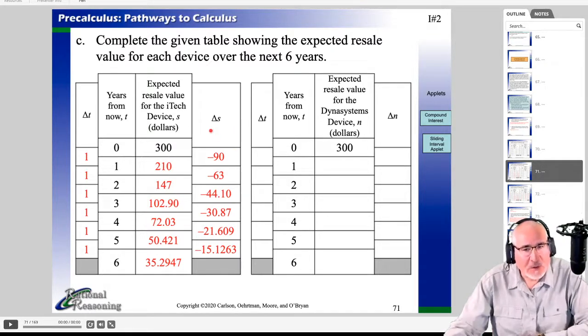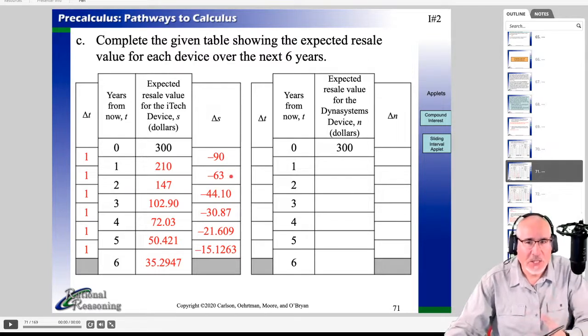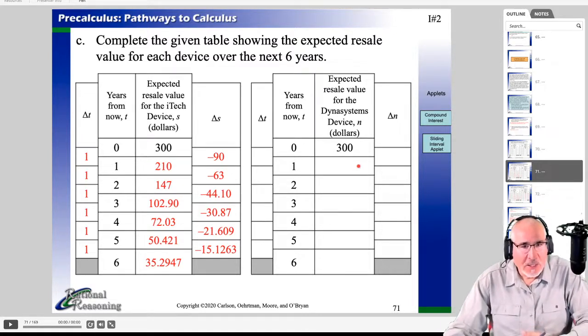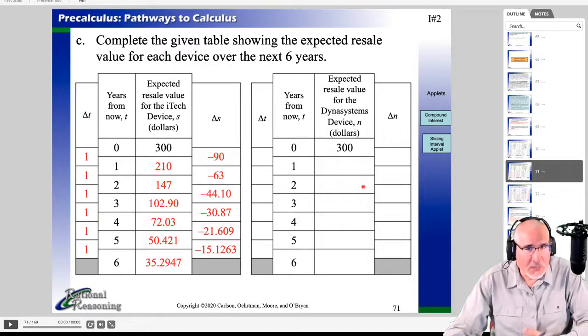But notice the amount of change actually goes down. It's because it's a percentage. Once we have a lower amount, 30% of that lower amount is less. So the amount of change in any given year is different from year to year. The percent amount of the change remains the same. That's exponential.